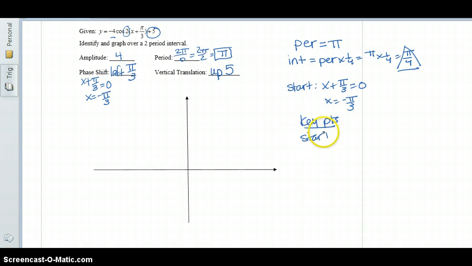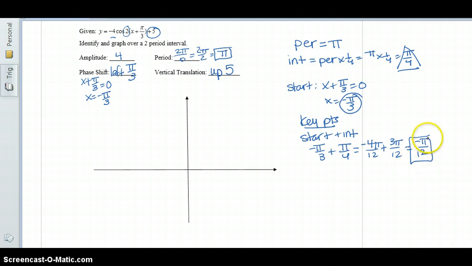So then we find our key points. We take our start plus our interval. And remember, we are going to be graphing our start. So negative pi over 3 plus pi over 4. But we need a common denominator to add those. So it's going to be negative 4 pi over 12 plus 3 pi over 12. And that gives us negative pi over 12. So we're going to be adding our interval each time. So you take negative pi over 12 and you add 3 pi over 12. So that gives us 2 pi over 12, which is pi over 6.